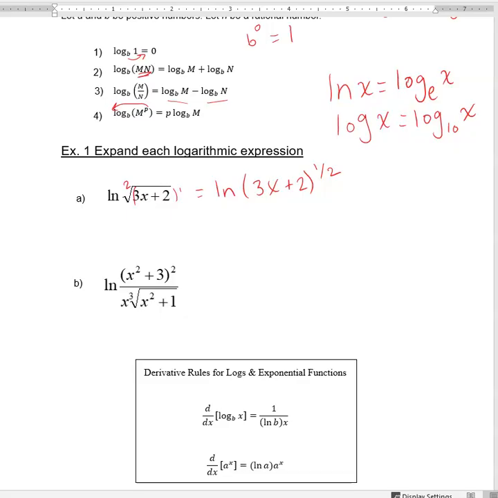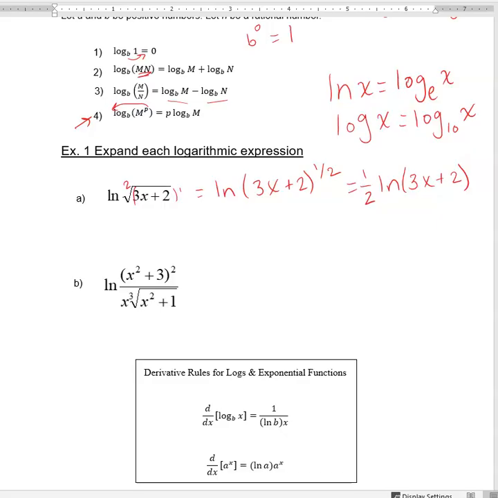And then using property number 4 here, the power rule, we can bring that 1/2 to the front. So this becomes 1/2 times the natural log of 3x plus 2, and just make sure you leave that in parentheses. I'm adding everything in the argument there. There's nothing else I can do to expand that, so this is as simplified as this gets.